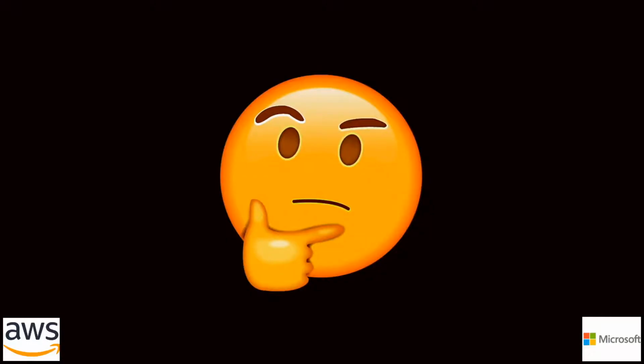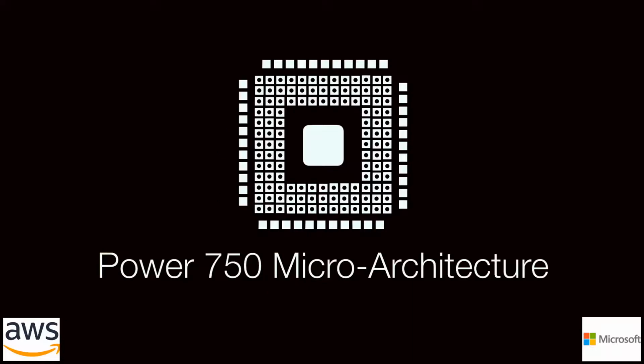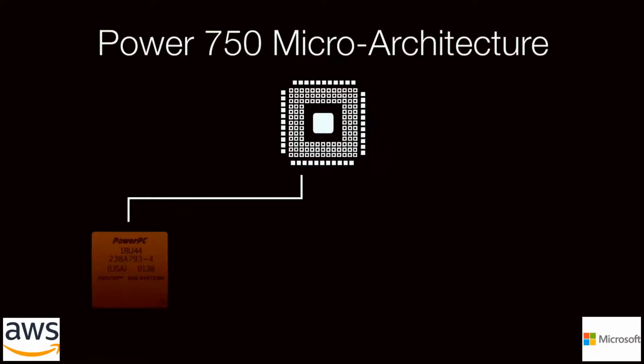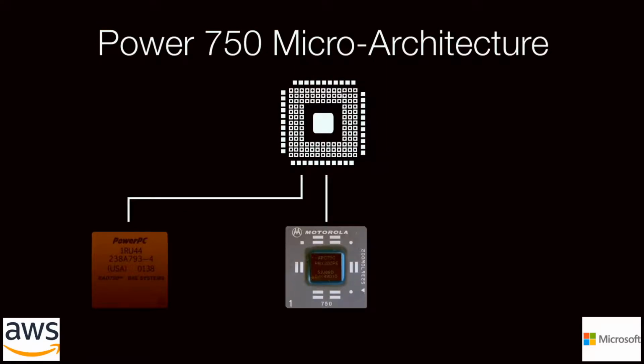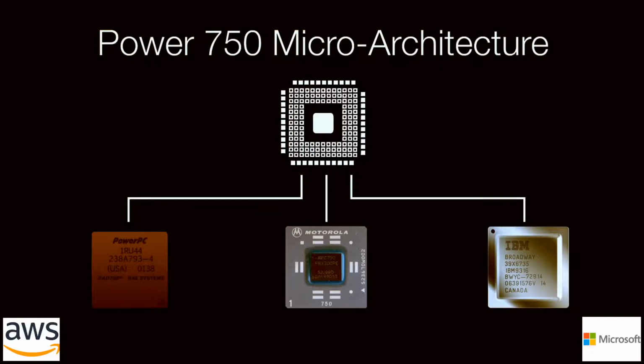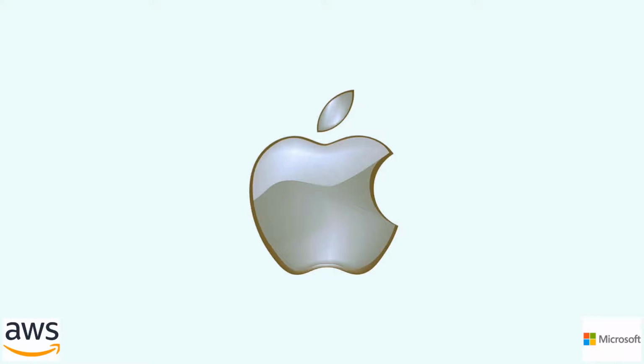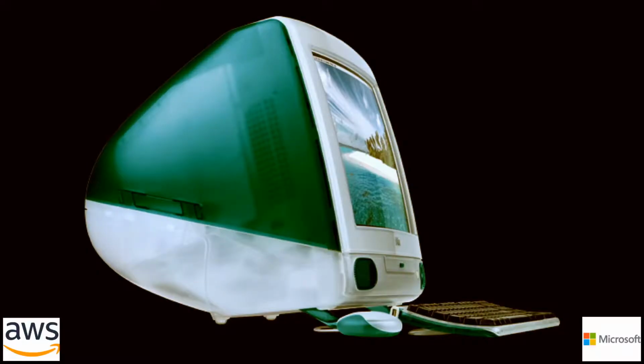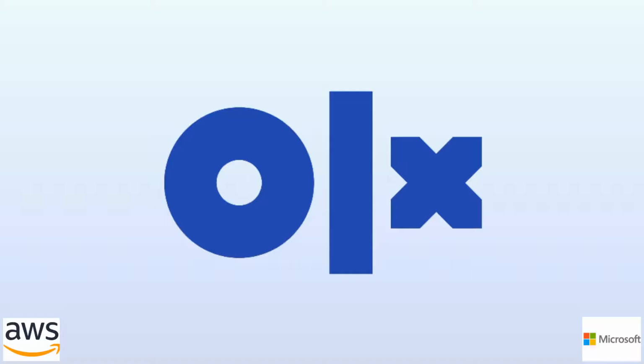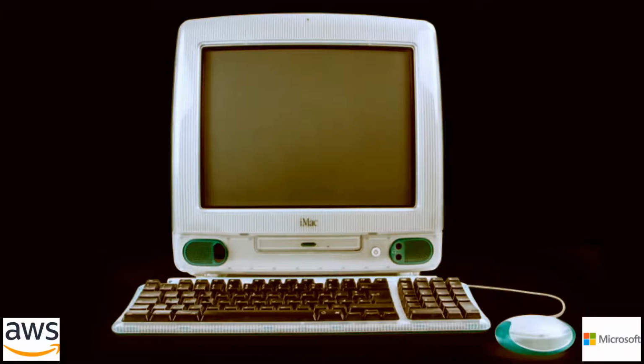So this got me thinking that the CPU is, after all, part of the Power750 microarchitecture, which includes the radiation-hardened version, but also a Motorola version used by Apple in some of its computers, and by IBM. The Motorola version was popular in the late 90s, early 2000s, and was also used in the original iMac. So I went out onto OLX and bought myself one of these for about $2,500.